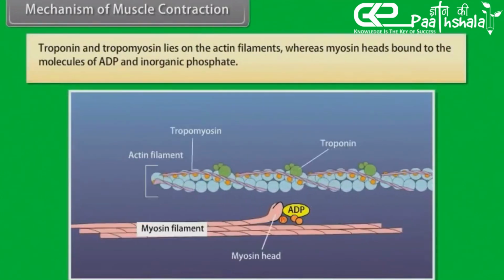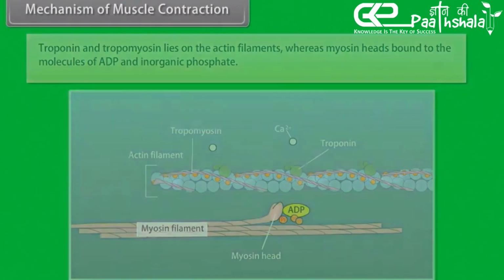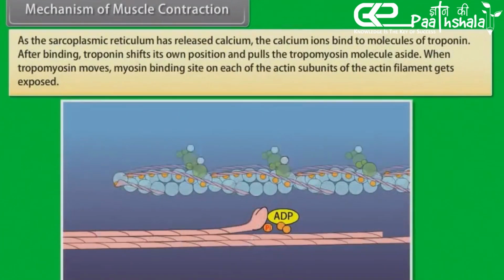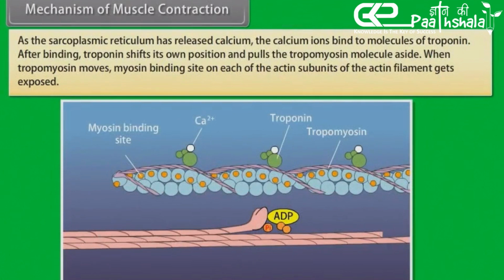Troponin and tropomyosin lie on the actin filaments, whereas myosin heads are bound to the molecules of ADP and inorganic phosphate. As the sarcoplasmic reticulum has released calcium, the calcium ions bind to the molecules of troponin. After binding, troponin shifts its own position and pulls the tropomyosin molecule aside. When tropomyosin moves, myosin binding site on each of the actin subunits of the actin filament gets exposed.